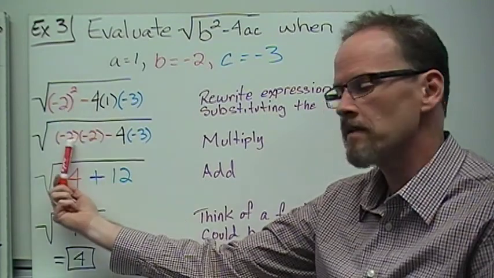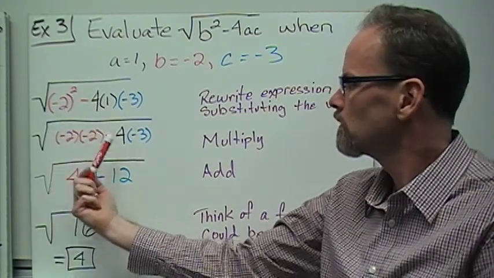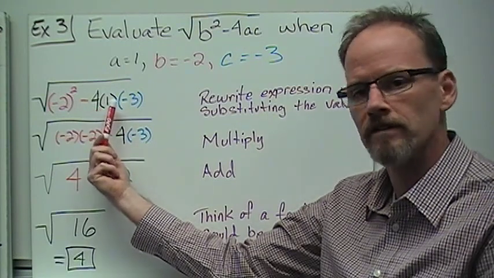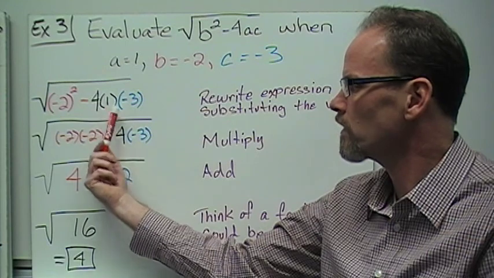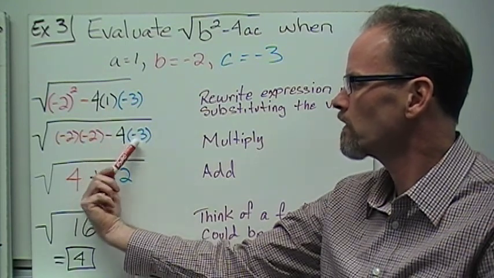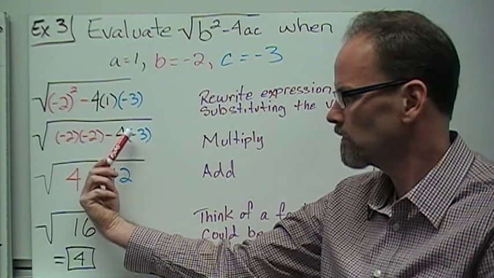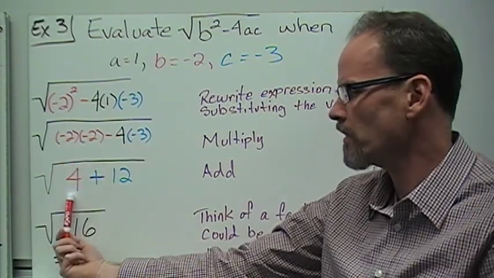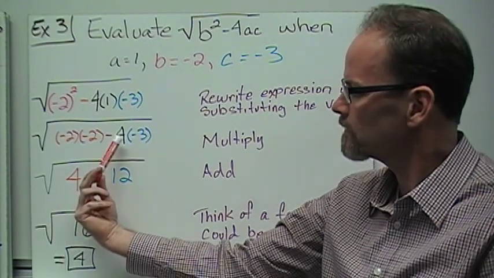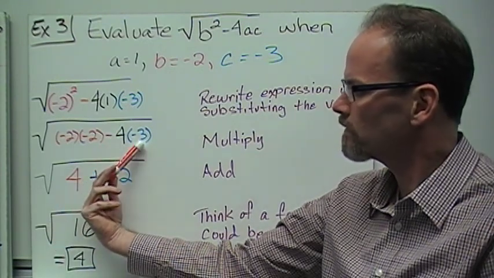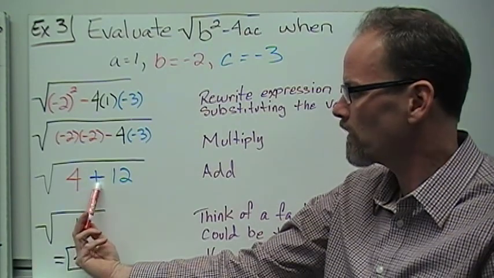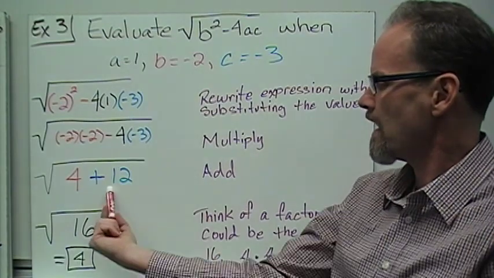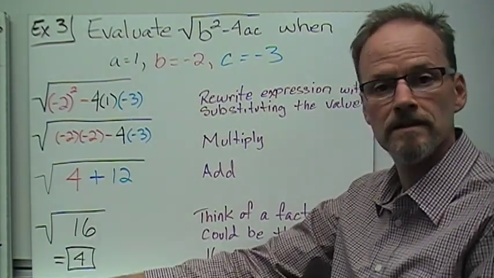-2 squared is the same thing as -2 times -2. And I went ahead and did the left to right order of operations here first for this particular one. 4 times 1 is 4. So -4, and I brought the -3 down. Next step, -2 times -2, we all know is a positive 4. And a -4 times a -3, positive 12. So I just multiply. Here I'm just going to add. I get square root of 16.